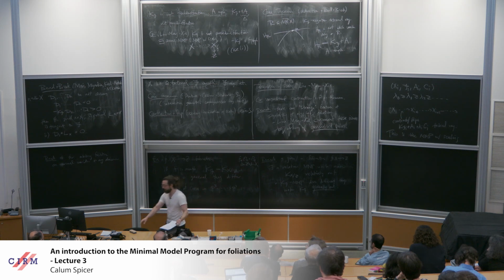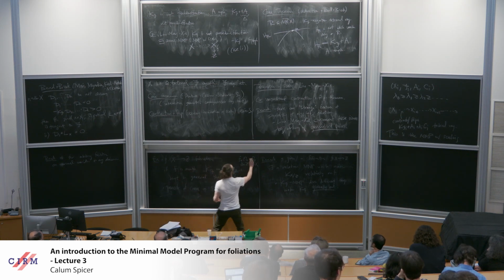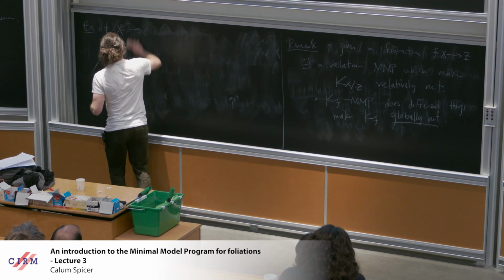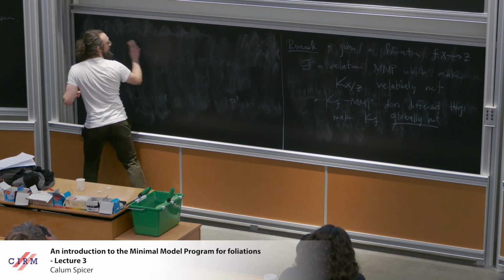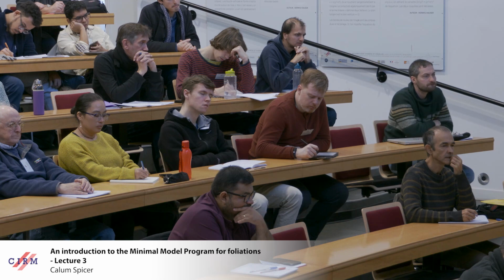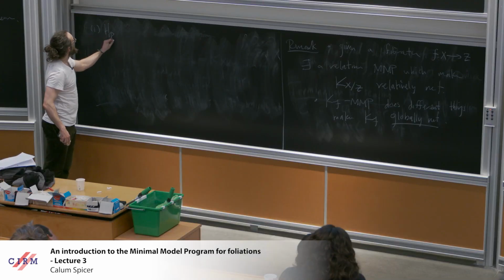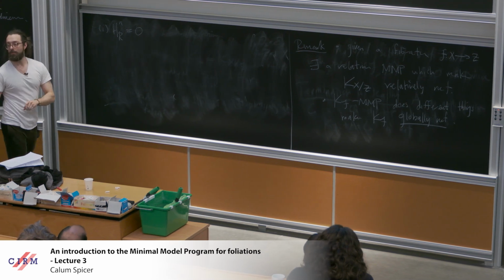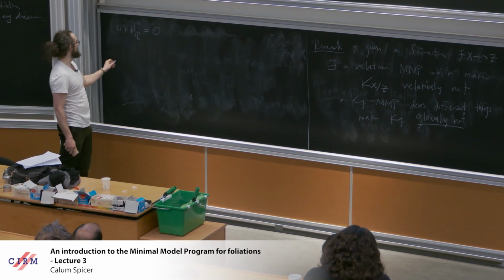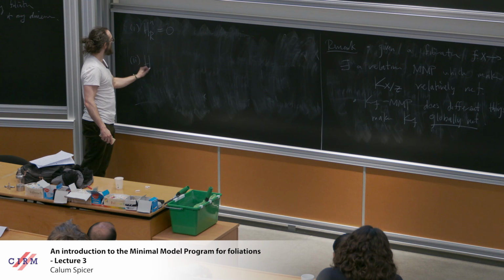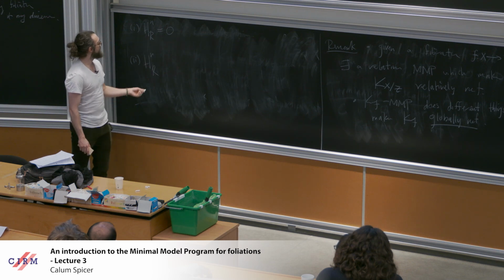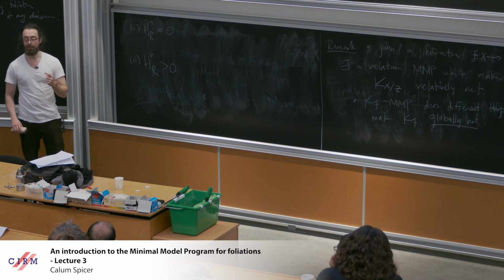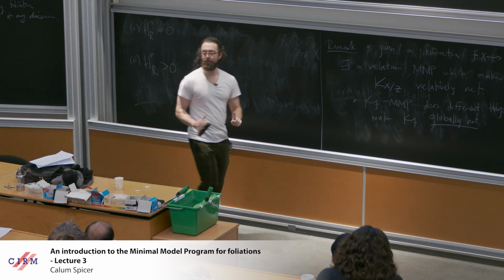So now there are two possibilities which we have to analyze separately. There are two cases. Either H_R to the n is 0, so its top self-intersection is 0, or, because H_R is nef, it's always non-negative, so there are two possibilities: it's either strictly positive or it's 0. Again, this is just because I'm using the fact that H_R is nef.